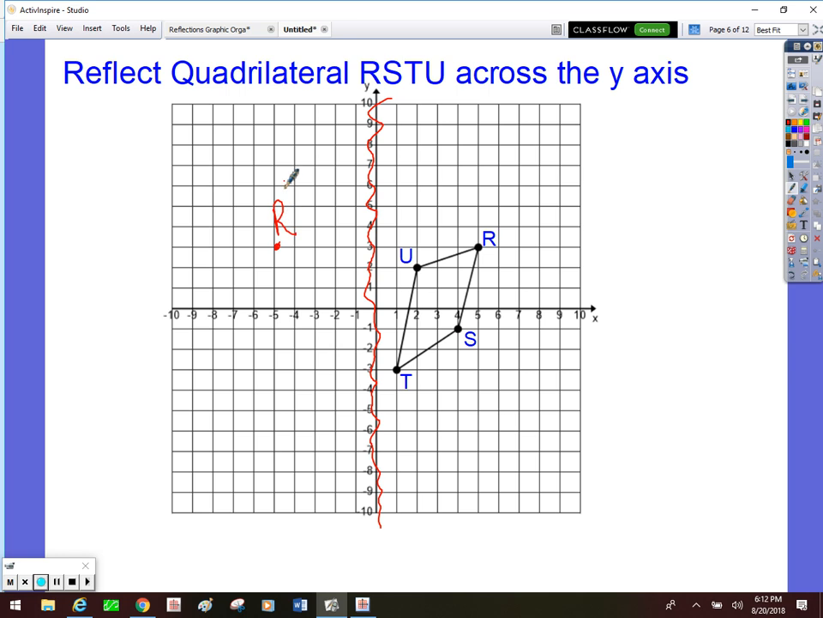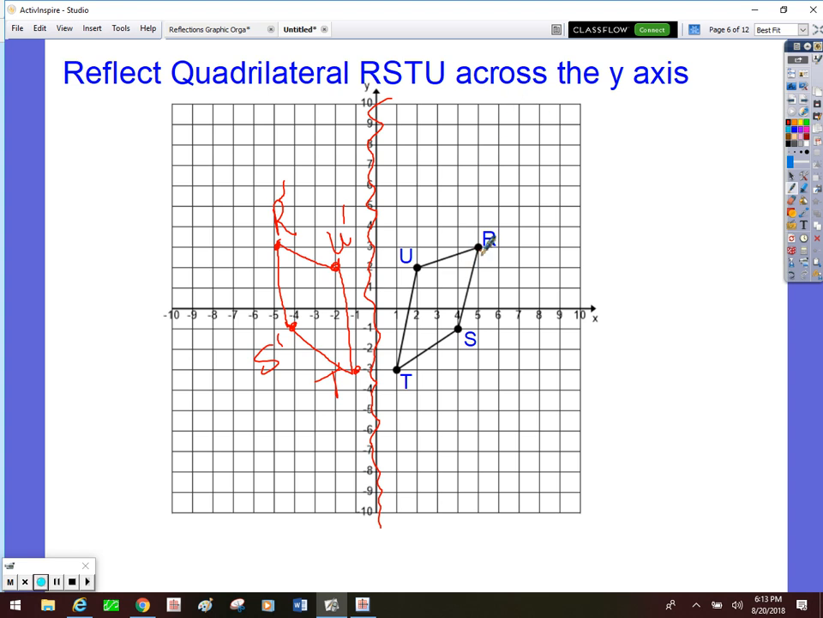There is R prime. U, 1, 2. S, and T. Okay, let me move that S prime because it's probably going to get in our way. Okay, we'll say that's S prime, and then there's T prime. Naturally my hand drawn is not going to look near as neat as that, but that shape is congruent to that shape.